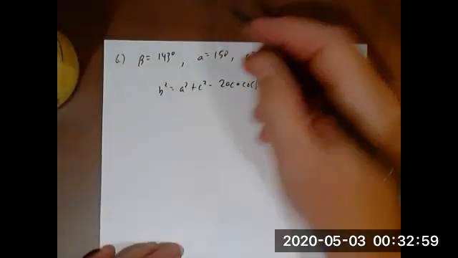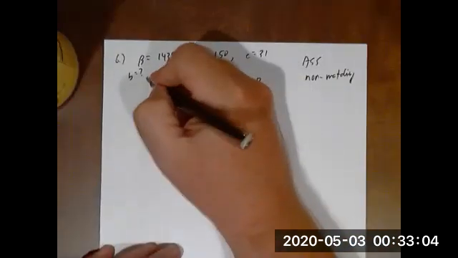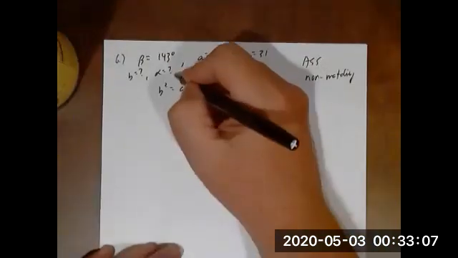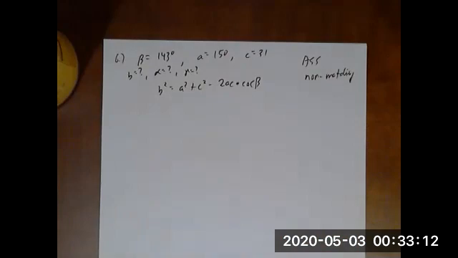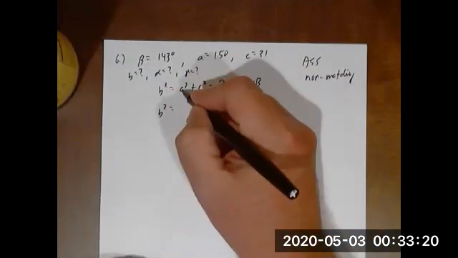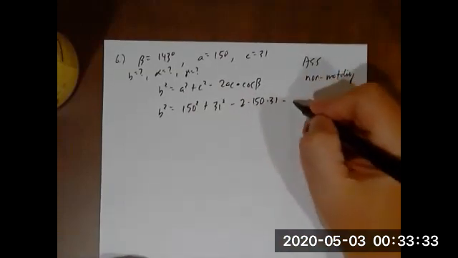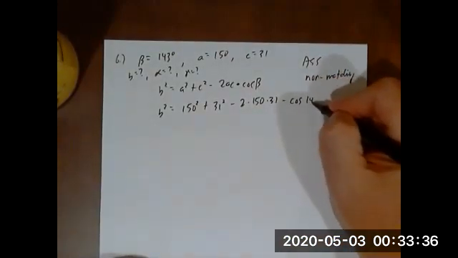So we know everything. Well, let me mark a part we need to find. We need to find side B, need to find angle alpha, need to find angle gamma. So 2 angles and 1 side. So I know everything in this equation except B. So I can start plugging in. A is 150 squared plus C is 31 squared minus 2 times A times C times the cosine of 143 degrees.